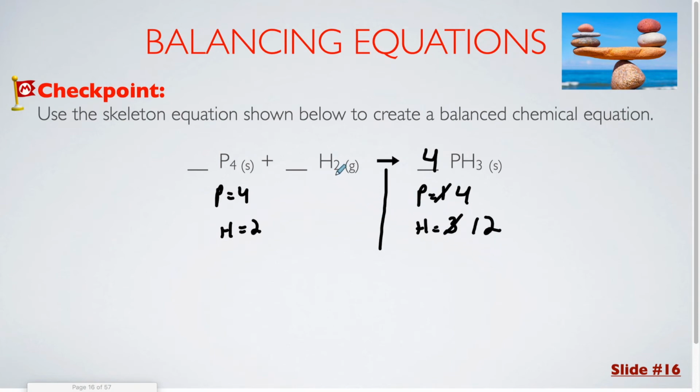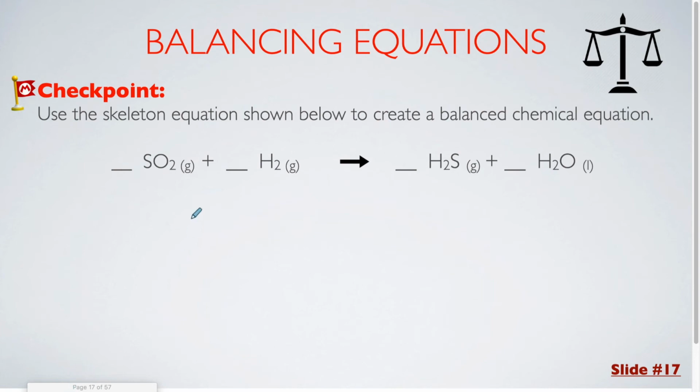Now on this side, the hydrogen is by itself, so I can put a number here that will only affect my hydrogen and it won't change my phosphorus number, which is good because phosphorus is currently balanced and I don't want to change that. If I put a 6 here, 6 times 2 would be 12, and now my numbers on the bottom match. I could put a 1 right here, and my balancing here is 1, 6, and then 4.